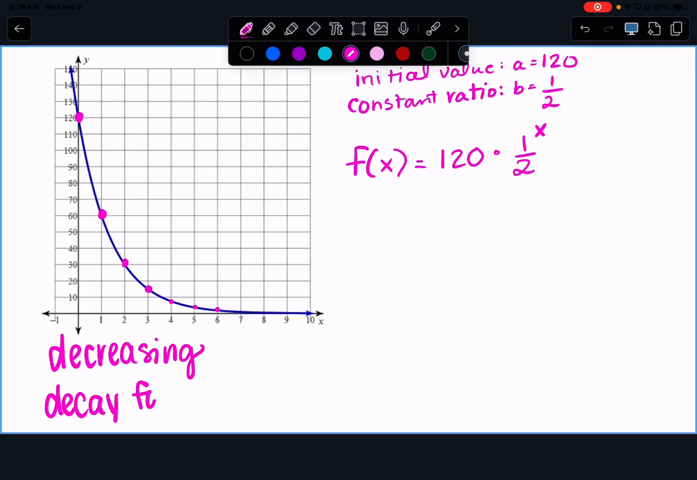Oh, so we're in chemistry. Like the half-life of a radioactive isotope. That has an exponential function.